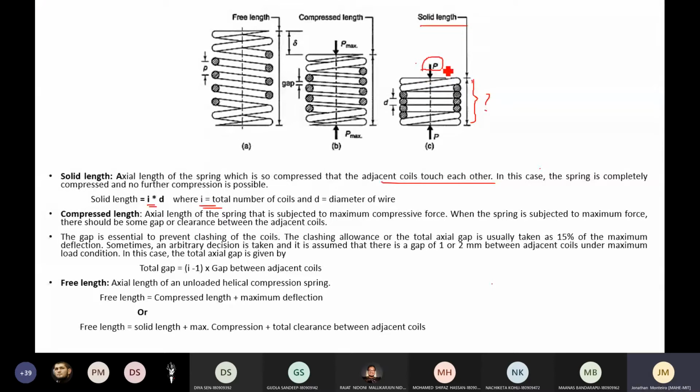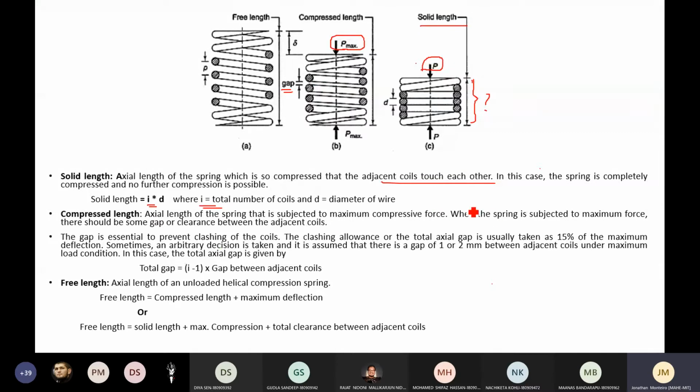What do I mean by that? That means we never consider a possibility, or we never design to a range where the coils will be touching each other. In all the cases, we would like to limit this load in such a way that though the spring is compressed, we retain some gap. Some gap has to be there between those coils, because the spring action has to be felt. And there are other reasons, other vibrational problems also associated with that, that we'll be discussing in future classes.